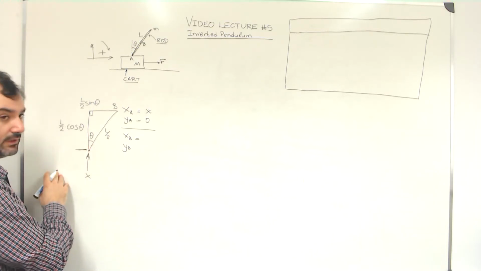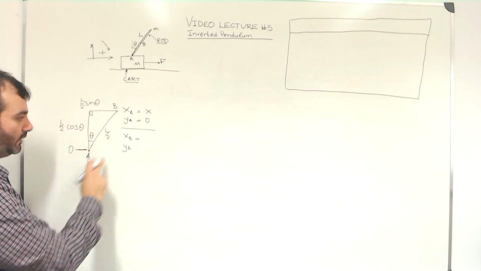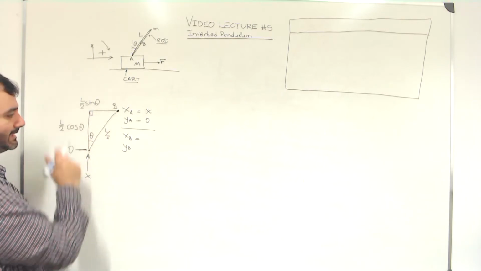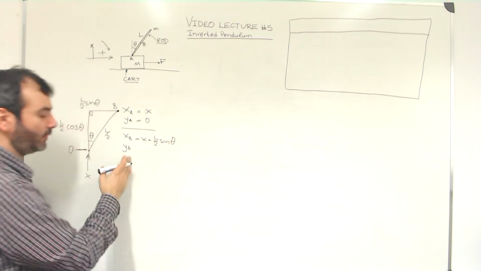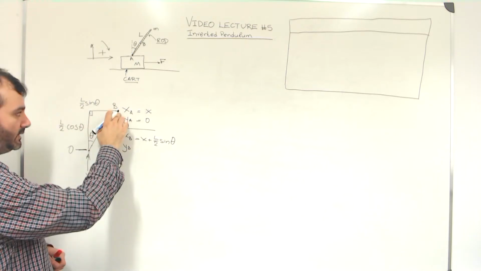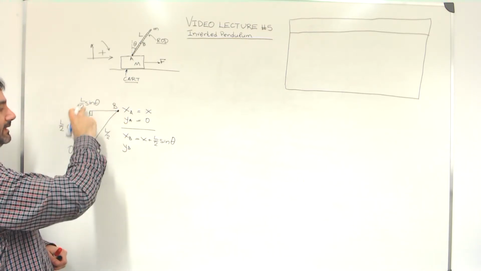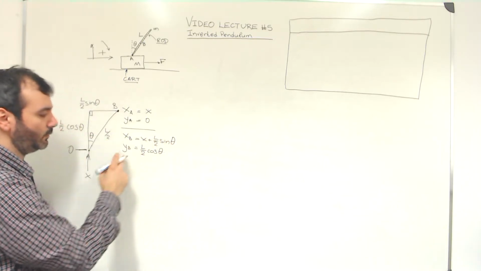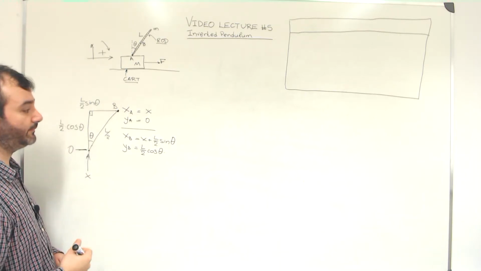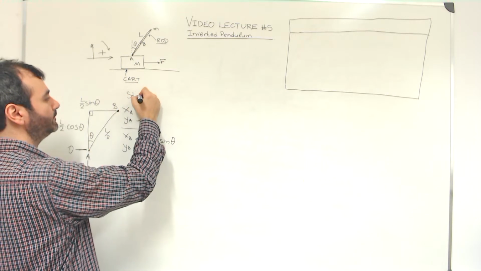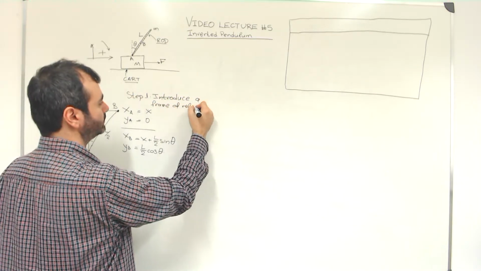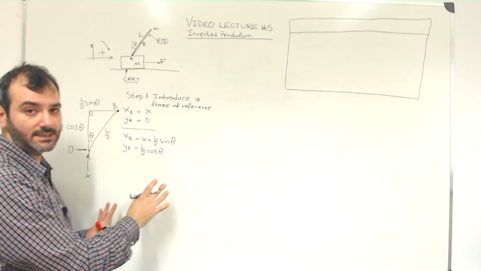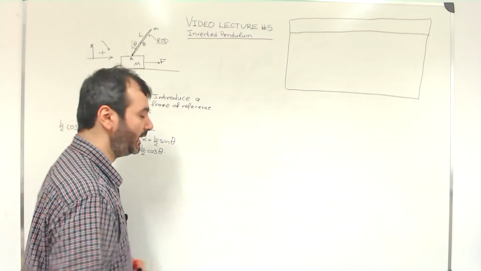Now, XB, we can see this is equal to, recall that the x coordinate of A is x, and the y coordinate of A is 0. So the coordinate of this point is x plus this distance. And the coordinate of B, of this point, is 0 plus this distance. And all these, xb and theta and yb, are functions of t. So that was step number 1, to introduce a frame of reference. This is always step number 1 in all problems related to physics.